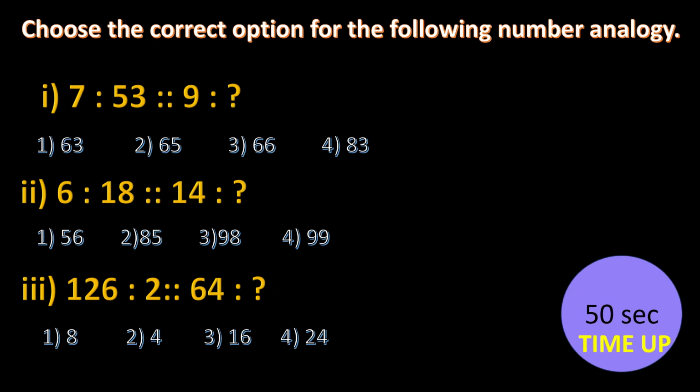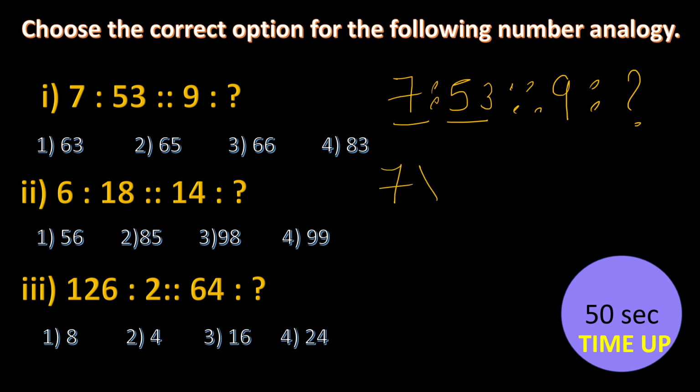Okay, time up students. So we will solve now. First one is saying 7 is to 53. Then 9 is to what is the question. So from 7, how are you going to 53?